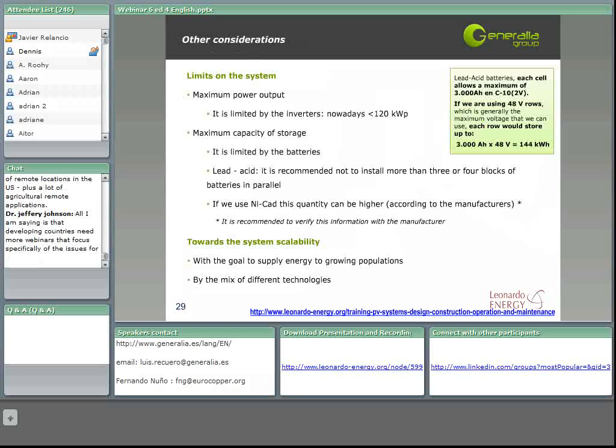Well, other considerations to know about standalone generation is that we find nowadays limits on the system, because the maximum power output nowadays cannot be higher than 120 kilowatt peak. We have to check, because each month the manufacturers are introducing new inverters and new batteries that improve this output power, but nowadays it cannot be higher than 120 kilowatt peak.